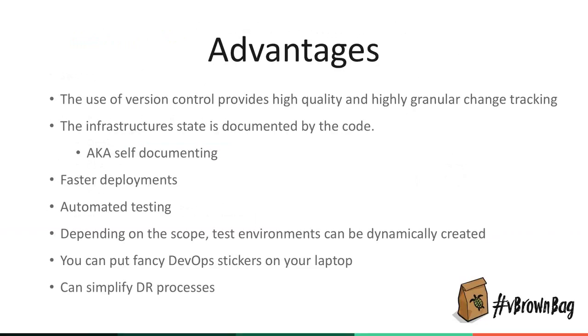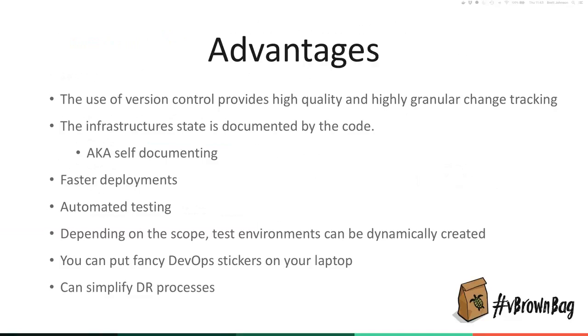Now, some of the advantages we've got here: version control allows for very high quality and granular tracking. So with proper version control standards and processes in place, understanding where a change happened, line by line or character by character in the code, is quite easy to track. And the code, in a way, is self-documenting.